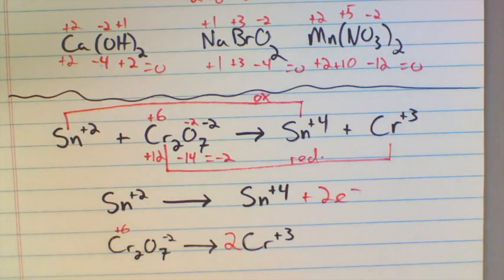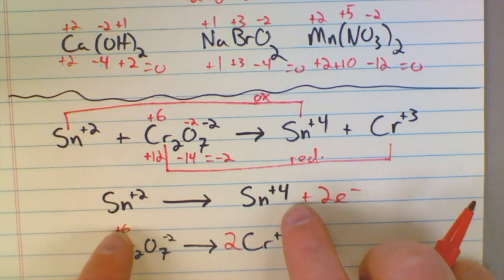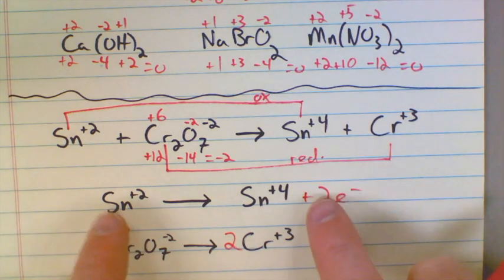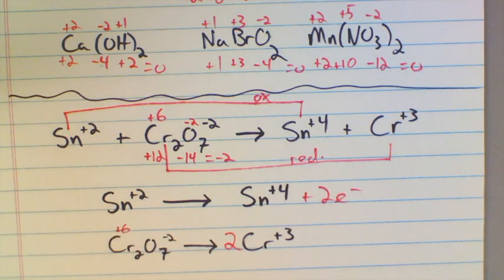So now the charges are equal. +2 and essentially +2 on this side as well. So 2 electrons to make these 2 sides equal. Now, let's take a look down below here.